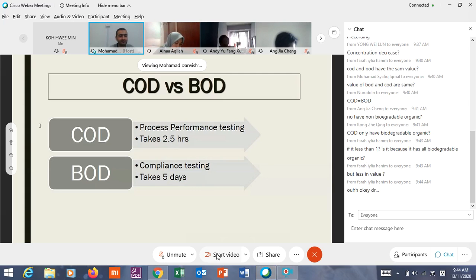Mostly the COD is higher than BOD, right? COD is higher than BOD. But in the ideal case, I'm talking about the ideal case, the COD is equal to BOD. That means all the compounds are biodegradable. But this is only an ideal case. Okay.